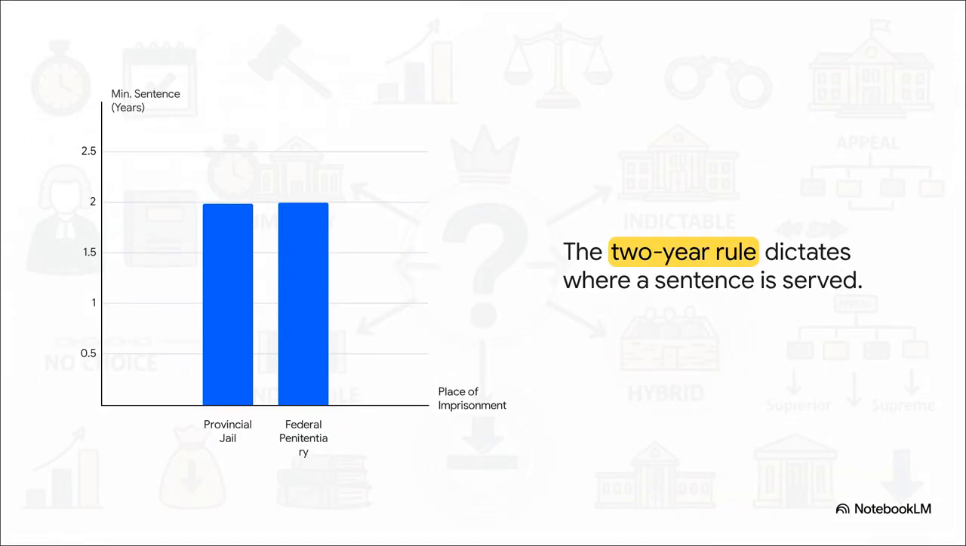Take prison, for instance. The rule is incredibly simple but stark. If your sentence is under 2 years, you serve it in a provincial jail. If it's 2 years or more, you're going to a federal penitentiary. This 2-year rule is a direct consequence of whether the offense was treated as summary or indictable.